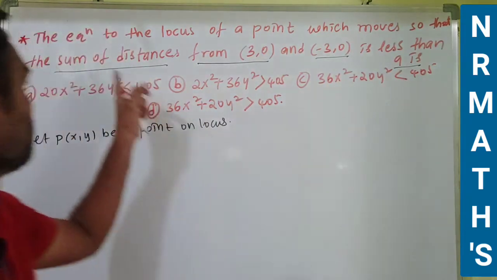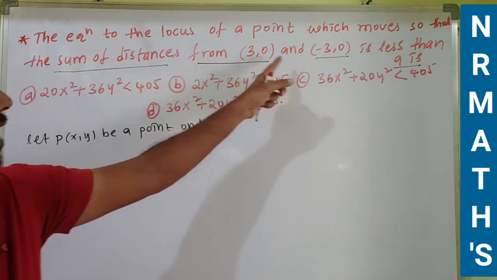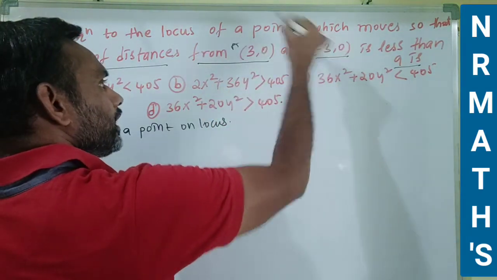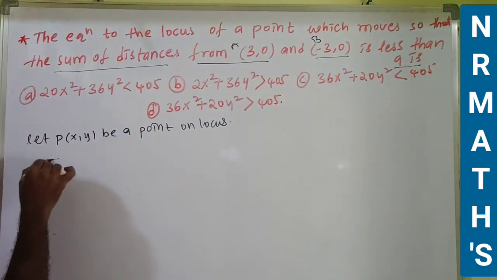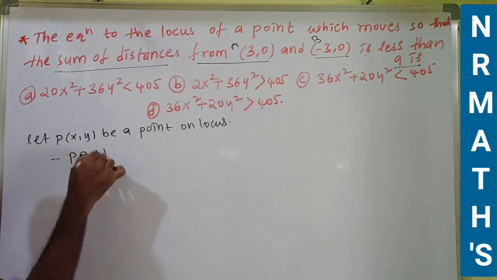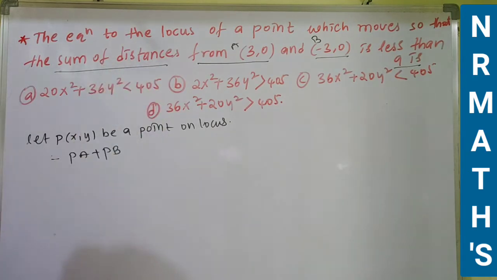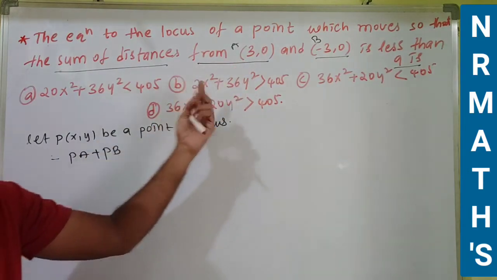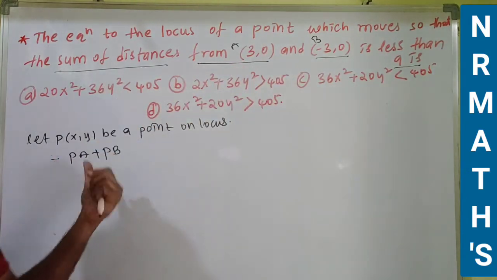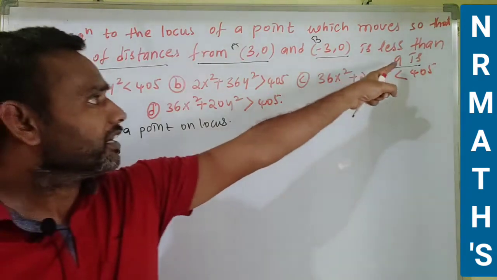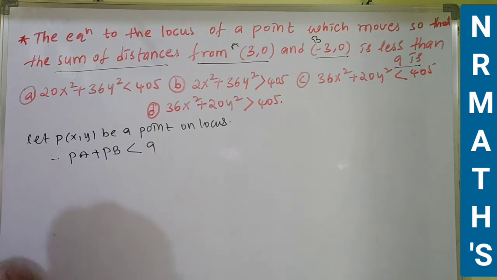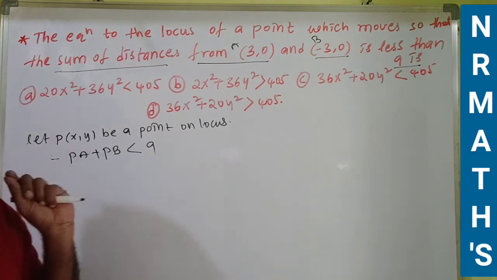The sum of distances from 3 comma 0 and minus 3 comma 0. Let them be A and B. The condition is PA plus PB, the sum of distances, where P to A distance is PA and P to B distance is PB. PA plus PB is less than 9, as given. Now find the locus of P.